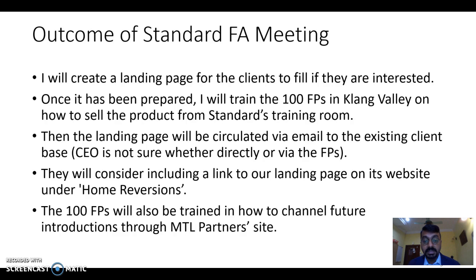So we worked out a plan of action, and the plan of action is that I will create a landing page for their clients to fill out if their clients are interested. This is the existing clients. What a landing page is, I shall explain in a short while. But once the landing page has been prepared, I will train the 100 financial planners in the Klang Valley on how to sell the product, and I'll be using their training room for that. Then the landing page will be circulated by email to all of the existing clients. The CEO is not sure whether it should be sent by us, by Standard FA headquarters or by the financial planners directly to the clients.